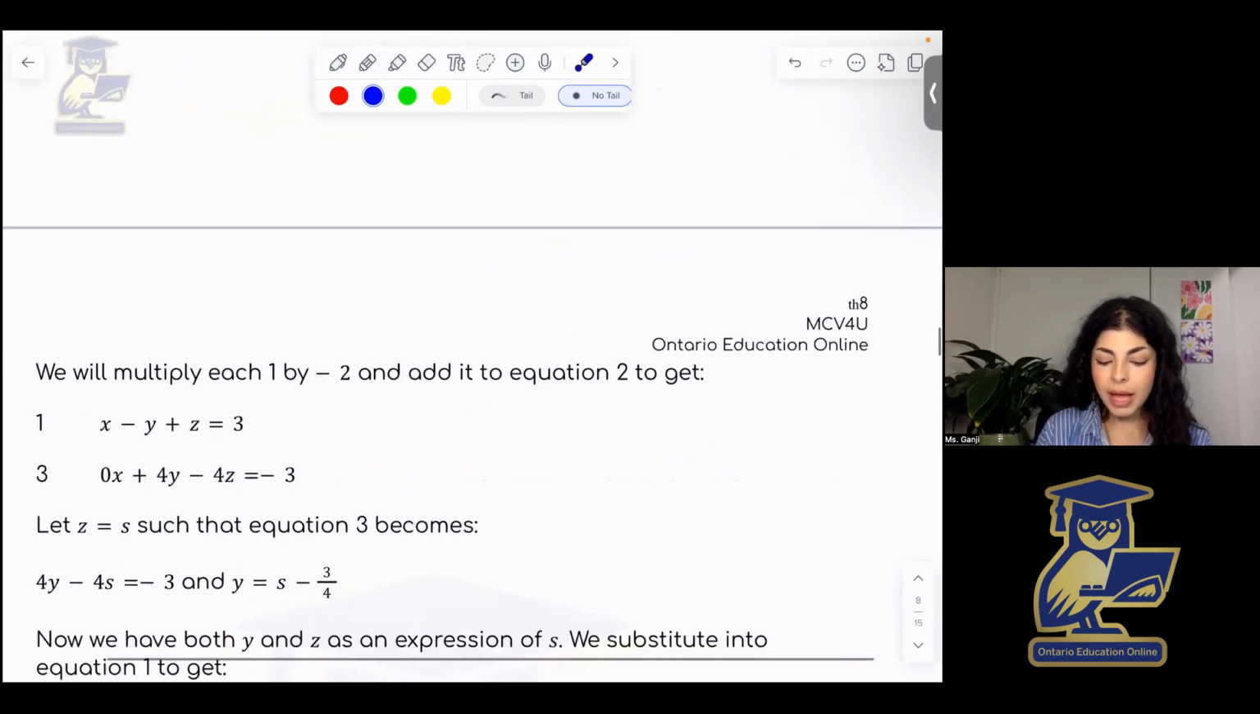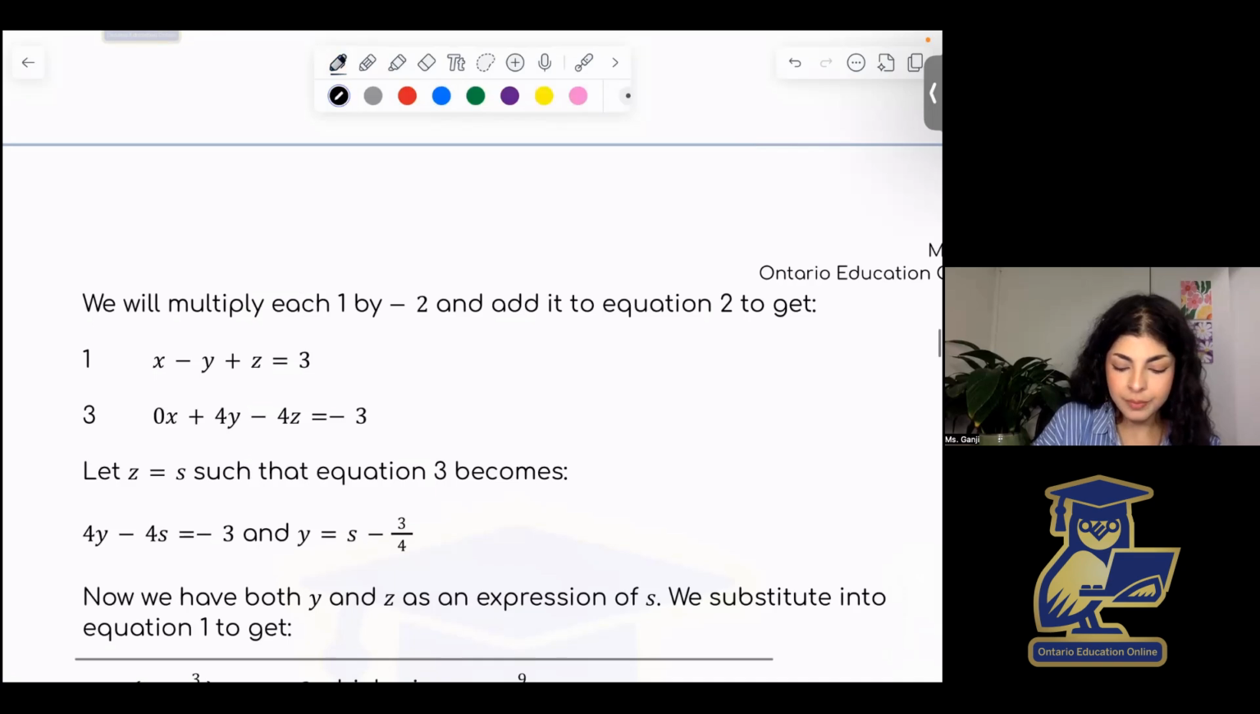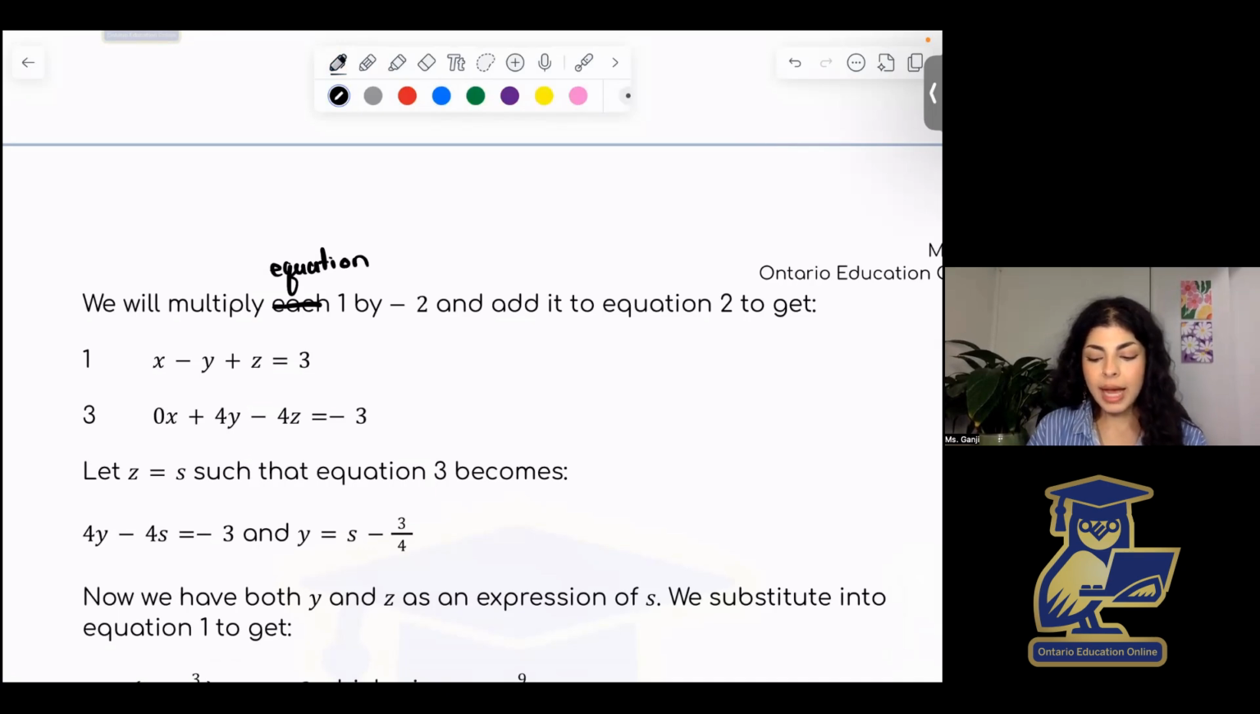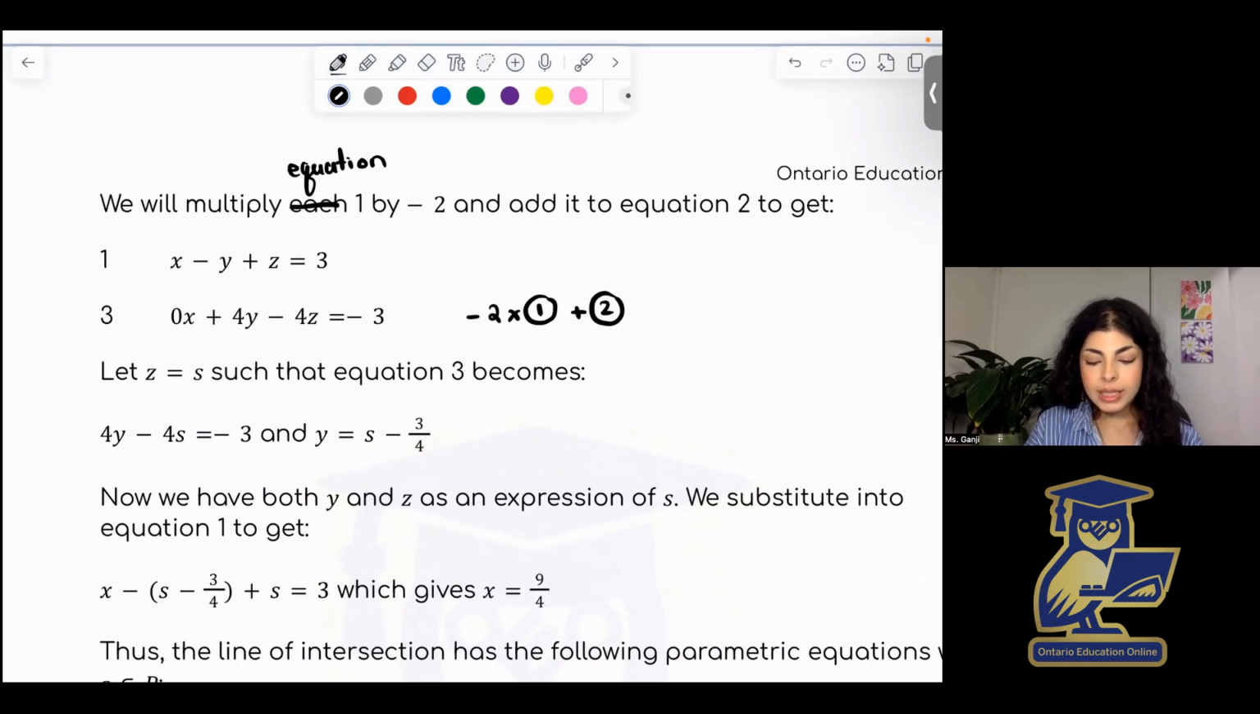So we multiply, oh, this should be equation 1, sorry, I was confused. Equation 1 by -2 and add it to equation 2. So this is -2 times 1 plus 2. You can see here that we end up with 4y minus 4z is equal to -3. Now, in this case, I can't do anything else because there's no other equation. So really, I have two variables in this equation, and I can't solve for either one.